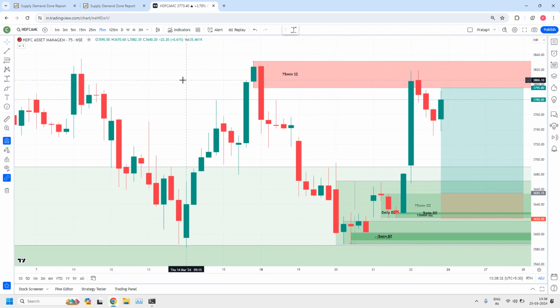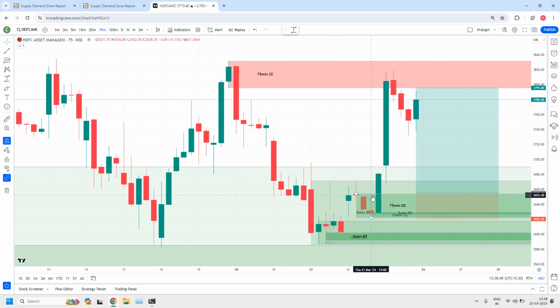The reason why we fine tune, not for taking the entry, but for checking the quality of the zone. To check whether order flow is there or not. Institutional order flows. We are confirming at 5 minutes level.